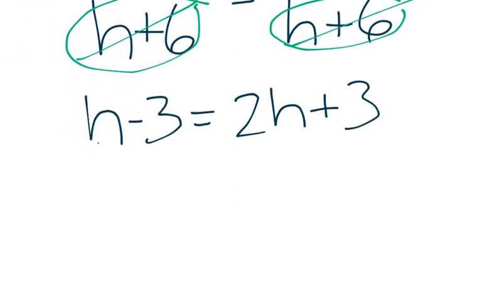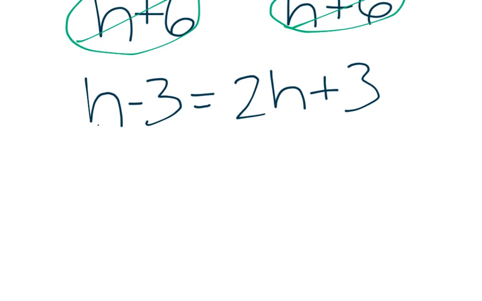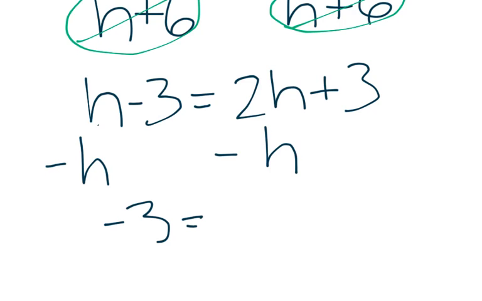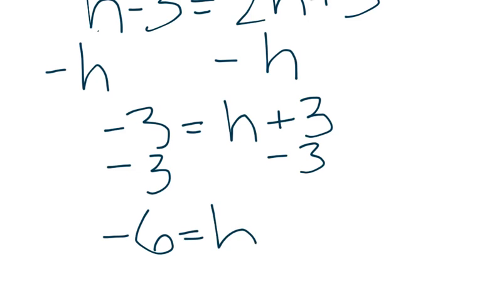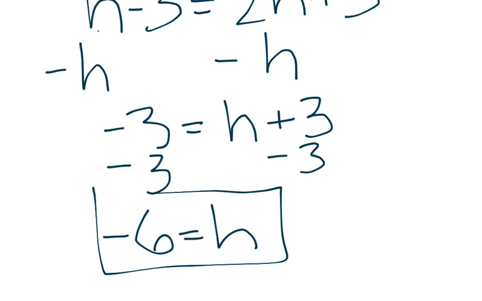Okay, so now we want all the h's on one side and all the numbers on the other side. So I like to subtract the smaller h from the bigger h. So we just have negative 3 equals 2h minus 1h, which is h, plus 3. Now we want to move this 3 to the other side by subtracting it. So we have negative 6 equals h, and this is our answer.